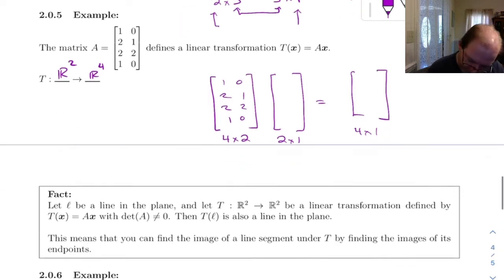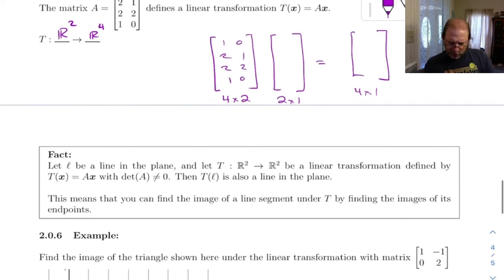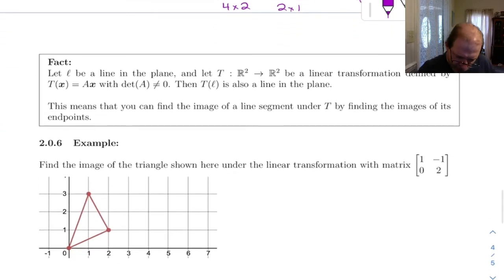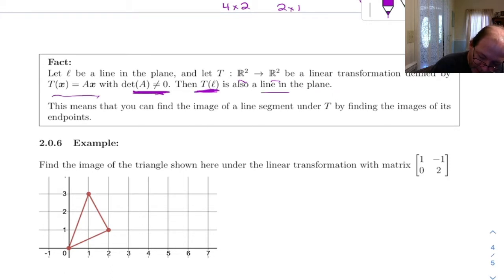All right. Let's do some multiplication here. Here's a fun fact. If L is a line in the plane and T mapping R2 to R2 is a linear transformation defined by T of x equals Ax, where the determinant of A is non-zero, then the image of the line is also a line in the plane.